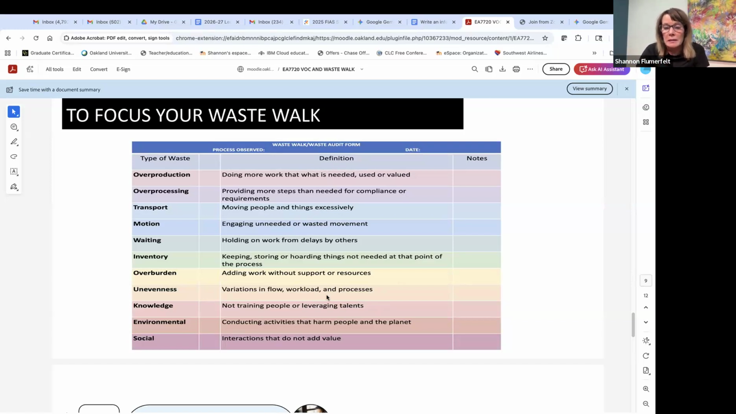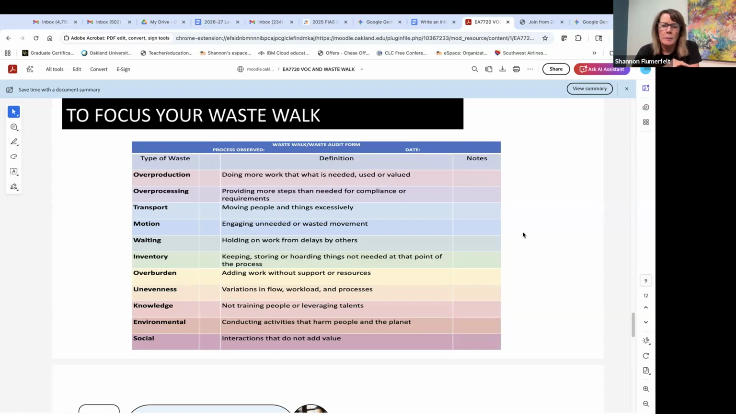So you can take a look and see what happens when you do your waste walk. Now, you can do the waste walk before you do the voice of the customer and your customer credo if you want to just look at the process and see what it is, or you can do it after.